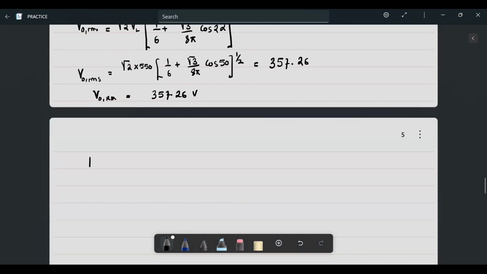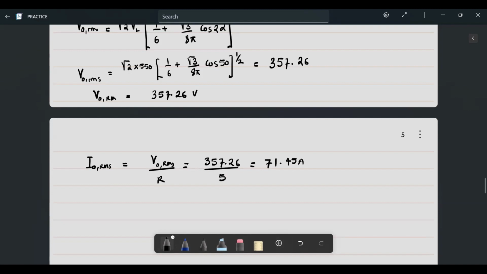So I output RMS is equal to V output RMS divided by the resistance, sorry. So 357.26 divided by 5 ohms. I have 71.45 amps. Now with this, we have everything we wanted.